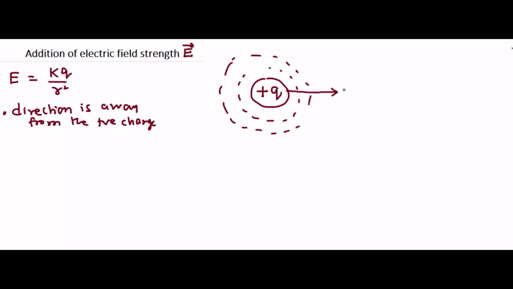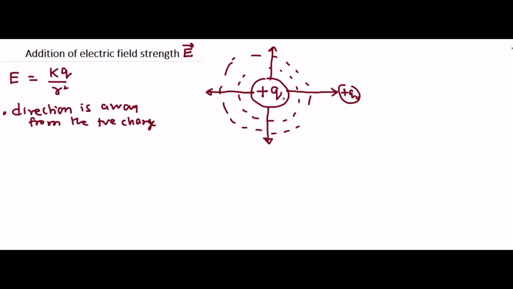So if there is a charge plus q0 placed over here, this is the direction of the electric field. For any charge, the direction of the electric field will be away from the positive charge, and this is what we use by convention, because for the definition of electric field strength we had taken a positive test charge. Therefore the direction is always away from the positive charge.